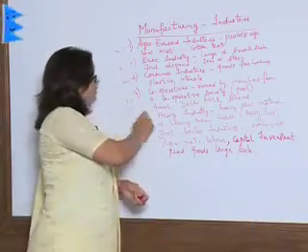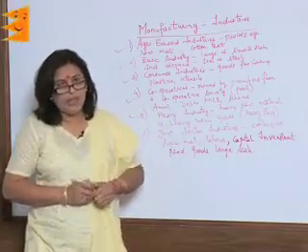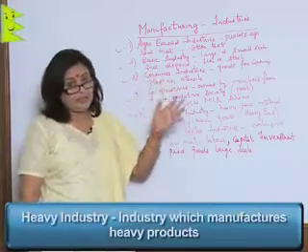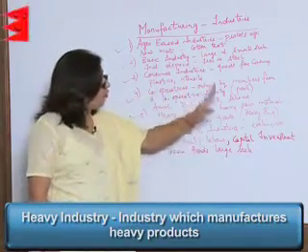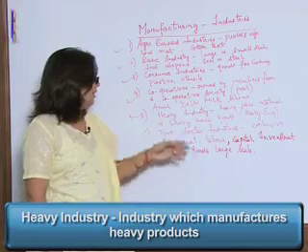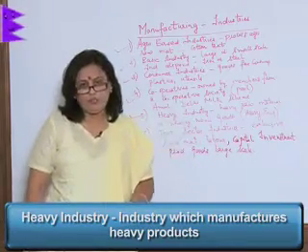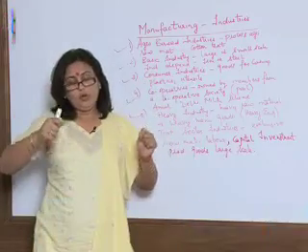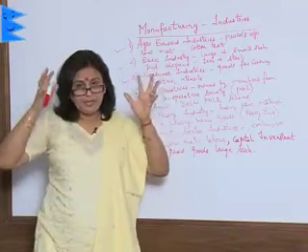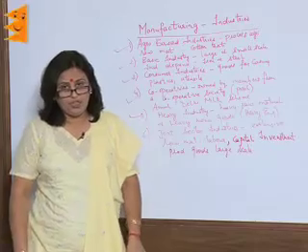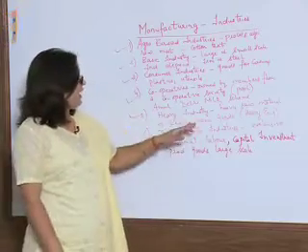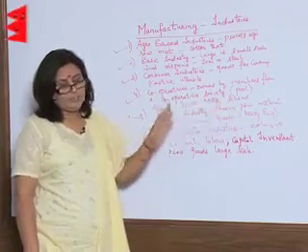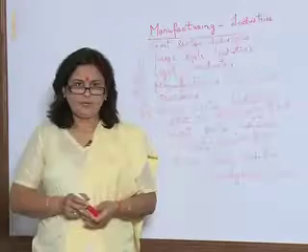Next is heavy industry. Again, the name is suggesting heavy means huge, big. So, heavy industry is that industry which not only uses heavy raw material, but also the final product which comes out of it is very large, bulky and heavy. So, those industries engaged in the manufacturing of heavy products are heavy industries, and heavy engineering products is the best example of a heavy industry.